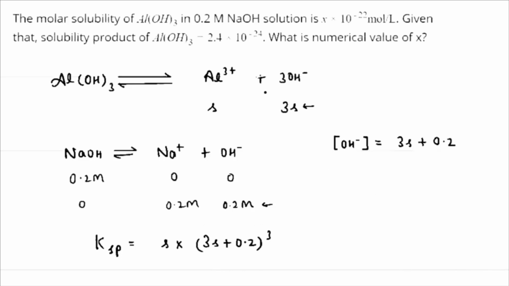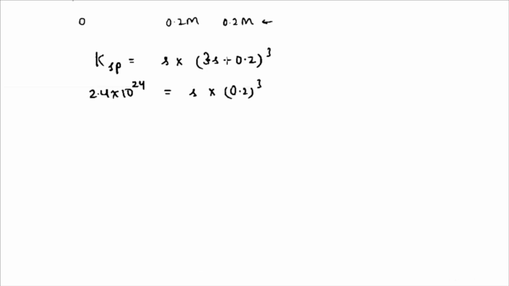So first put the value of the solubility product KSP. This value is equal to 2.4 multiplied with 10 to the power minus 24, and this is S multiplied with 3S plus 0.2, whole cubed. After multiplying, this becomes S times 0.2 raised to the power 3, because this S is very small. And now we are solving because this is the addition.